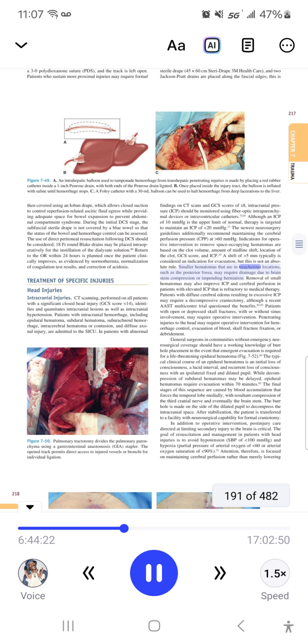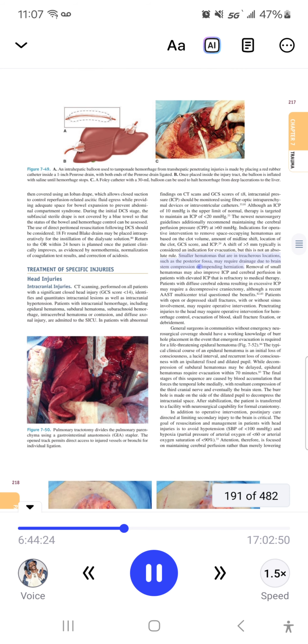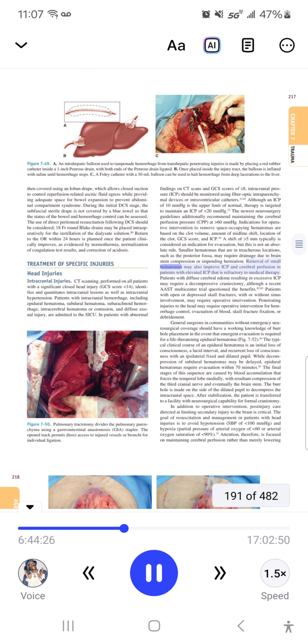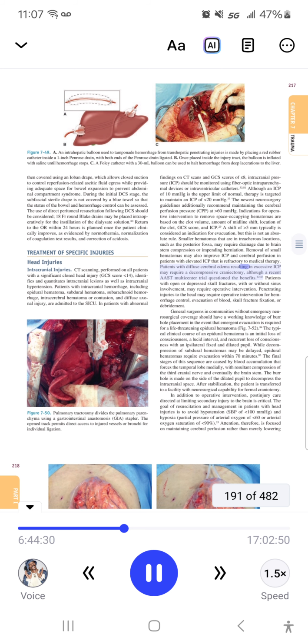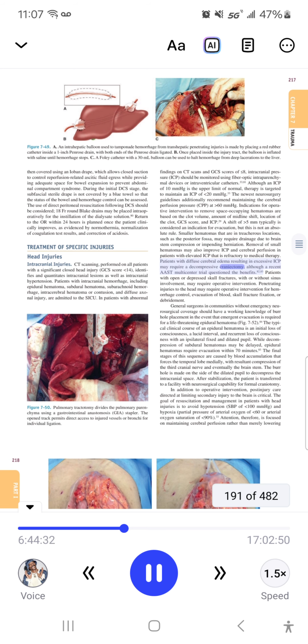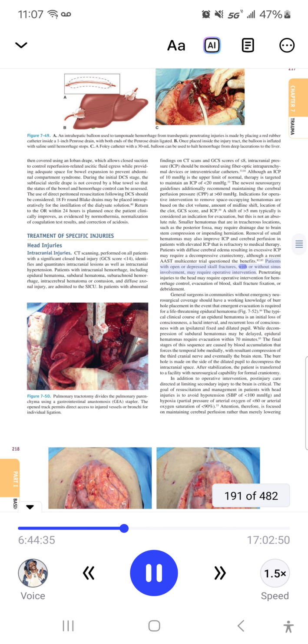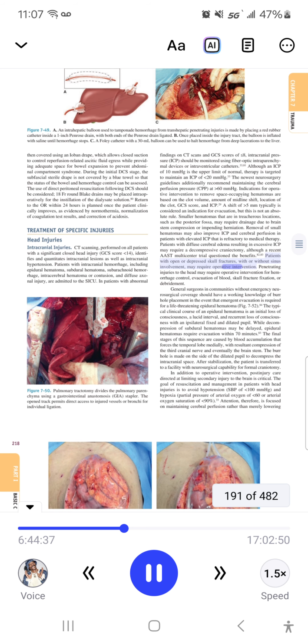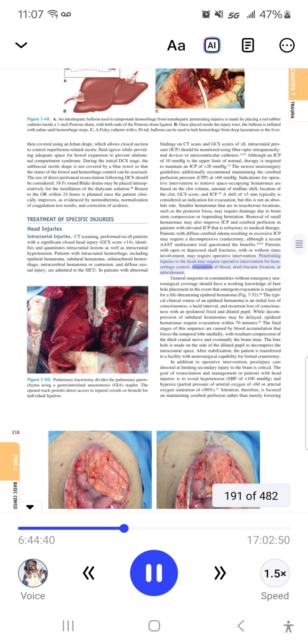Smaller hematomas that are in treacherous locations, such as the posterior fossa, may require drainage due to brainstem compression or impending herniation. Removal of small hematomas may also improve ICP and cerebral perfusion in patients with elevated ICP that is refractory to medical therapy. Patients with diffuse cerebral edema resulting in excessive ICP may require a decompressive craniotomy, although a recent multicenter trial questioned the benefits. Patients with open or depressed skull fractures, with or without sinus involvement, may require operative intervention. Penetrating injuries to the head may require operative intervention for hemorrhage control, evacuation of blood, skull fracture fixation, or debridement.